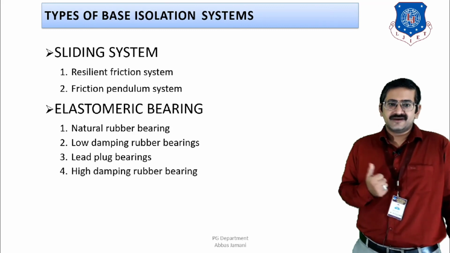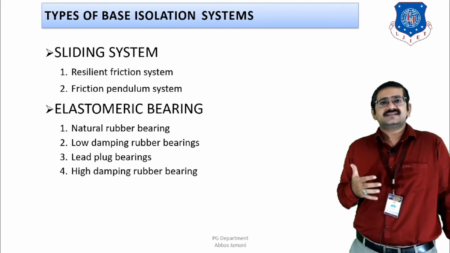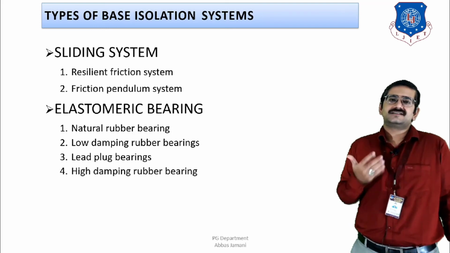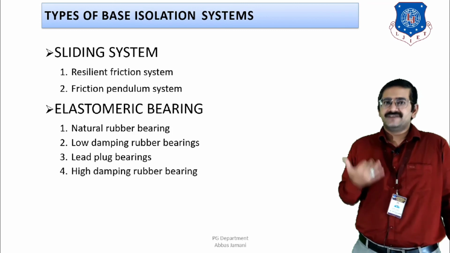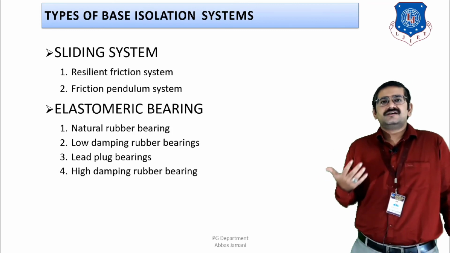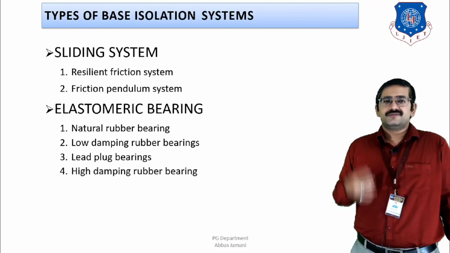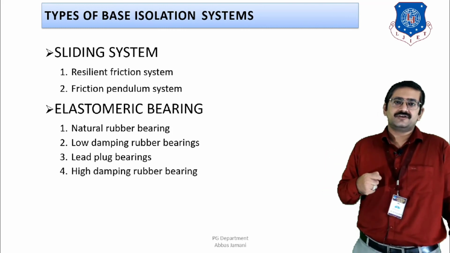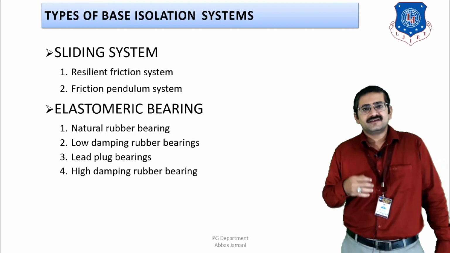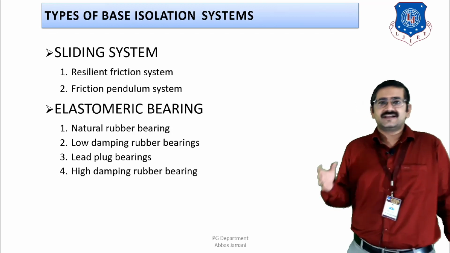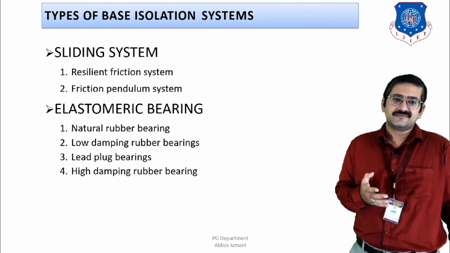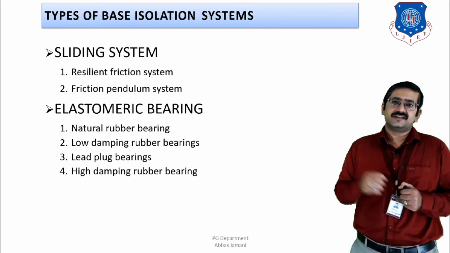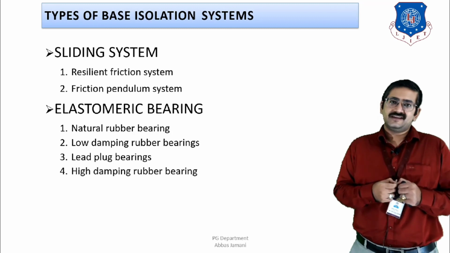damping rubber bearing. Now, as the names suggest, these four different types of bearings are going to have different characteristics and properties, based on which the amount of force likely to be transferred from the ground to the structure can be controlled. So based on your requirement, if you want to damp the force to a greater extent, then you can go for high damping rubber bearing. Or if you want only a limited amount of force to be transferred, then you can go for low damping rubber bearing as well, right?